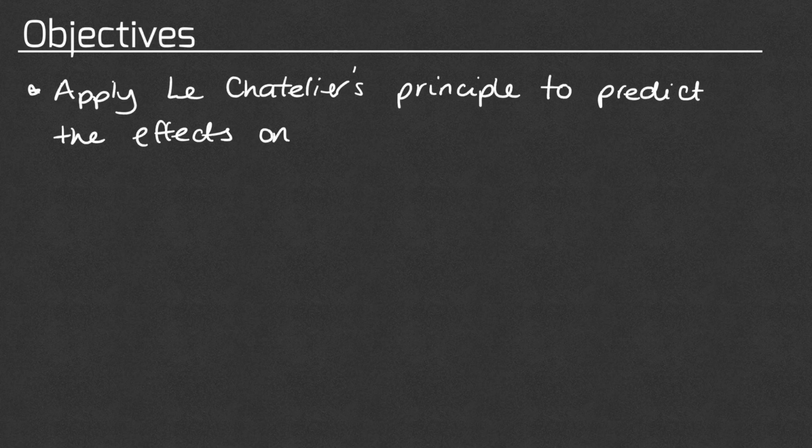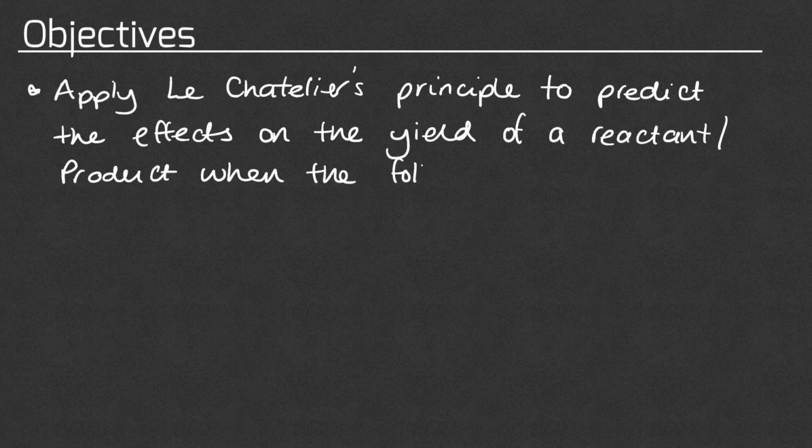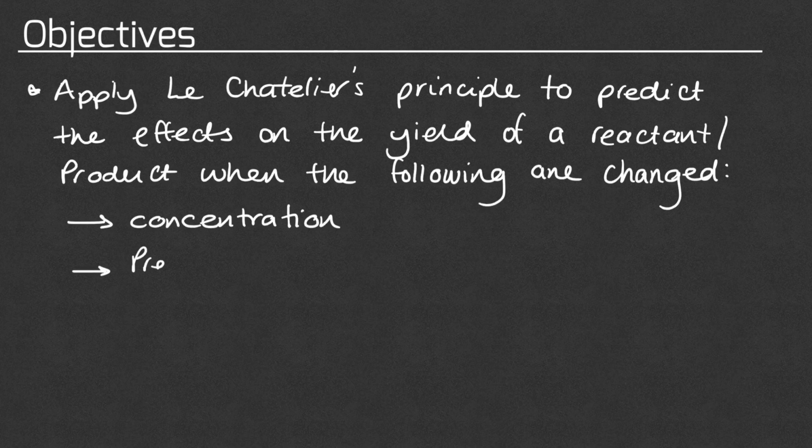In this video, we're going to look at applying Le Chatelier's principle to predict the effects on the yield of a reactant or product when we change the concentration, pressure, or temperature. We're going to start by revising what an equilibrium process is.